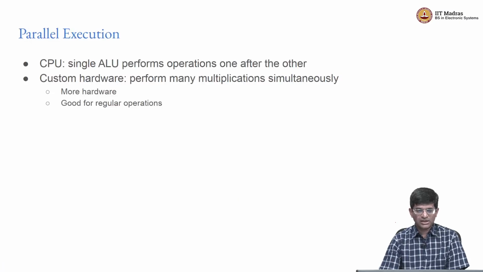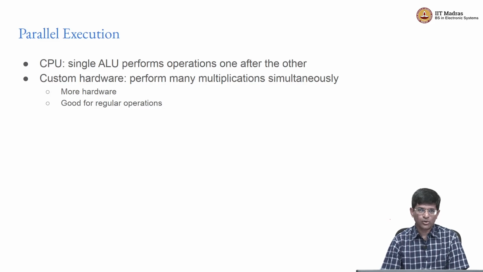Okay, so continuing on the kind of optimizations that can be performed in order to get better performance from your circuit. Apart from pipelining, the next thing that can be considered, and again I'll be talking about this only at a fairly high level, is parallel execution.